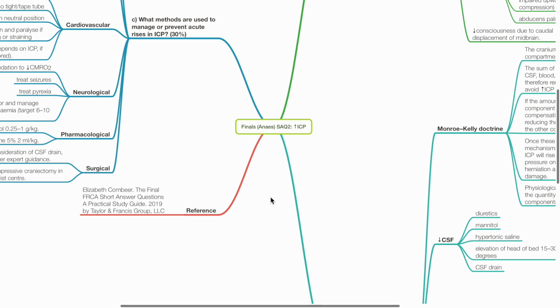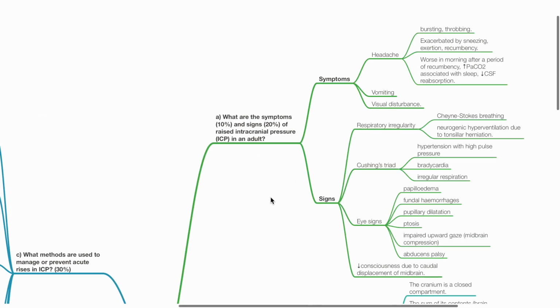Finals SAQ2 Raised ICP. What are the symptoms and signs of raised ICP in an adult? Symptoms include headache, which is bursting and throbbing in nature, exacerbated by sneezing, exertion, and recumbency, worse in the morning after a period of recumbency due to increased PaCO2 associated with sleep and reduced CSF reabsorption. Other symptoms include vomiting and visual disturbances.